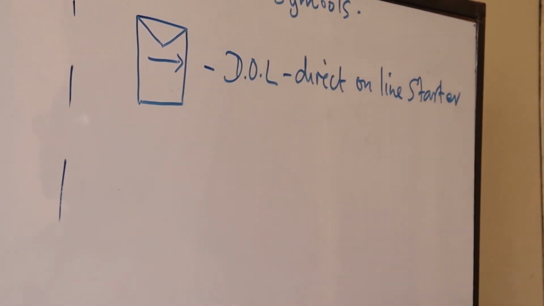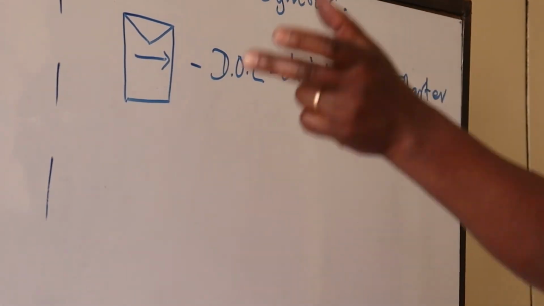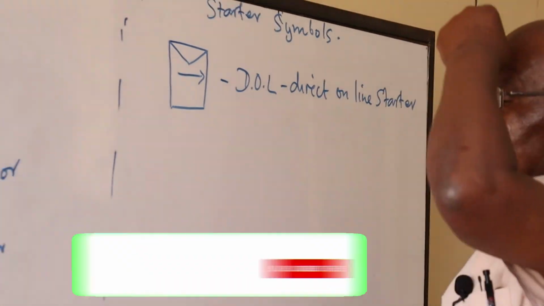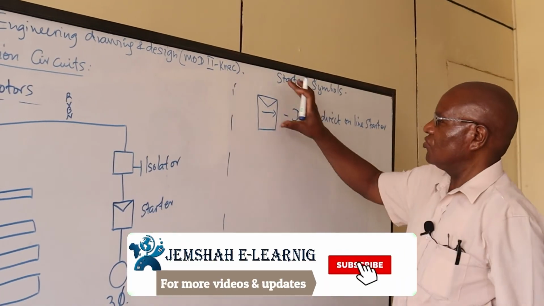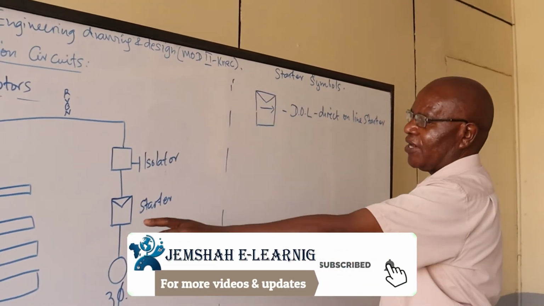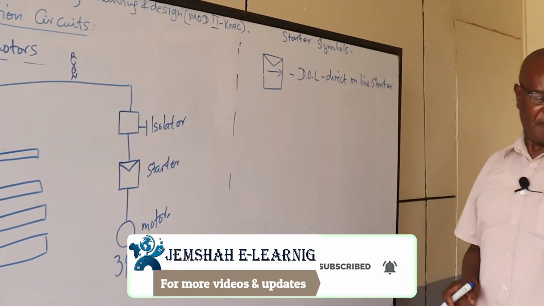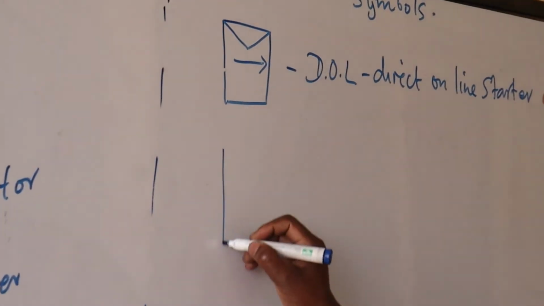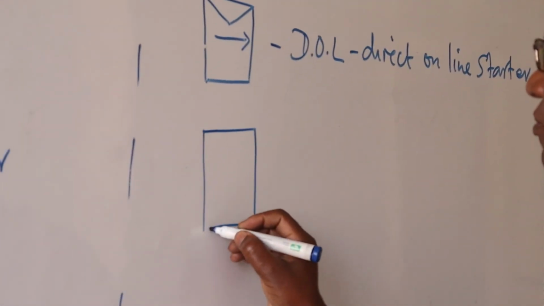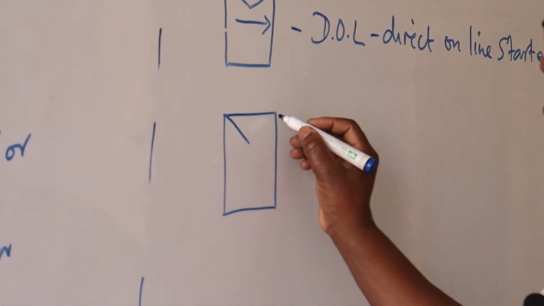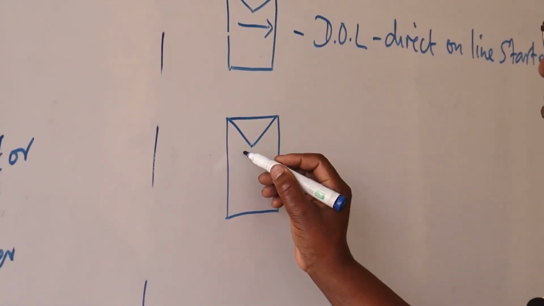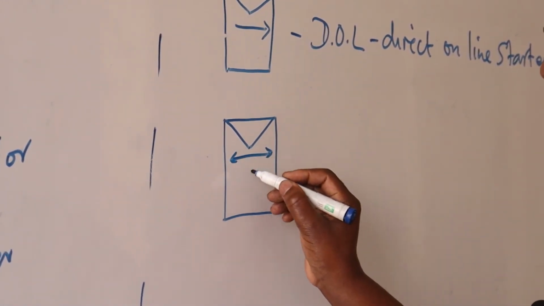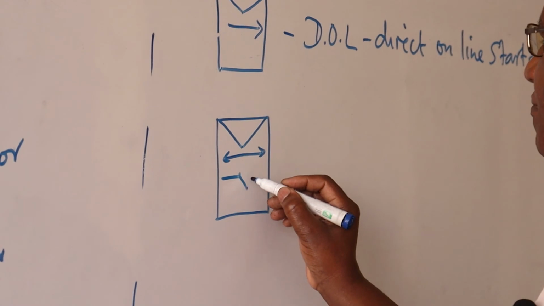Now, there are those small motors which you can connect directly onto the three phases without much complications. So for this kind of starter, the wiring will be different from the other types. Then we have another type of starter which we can connect to do the forward and the reverse.